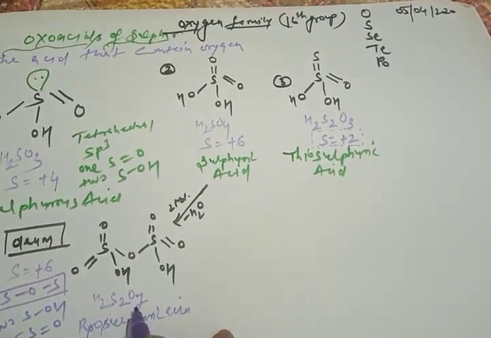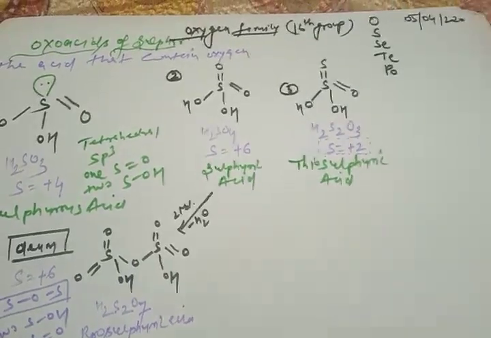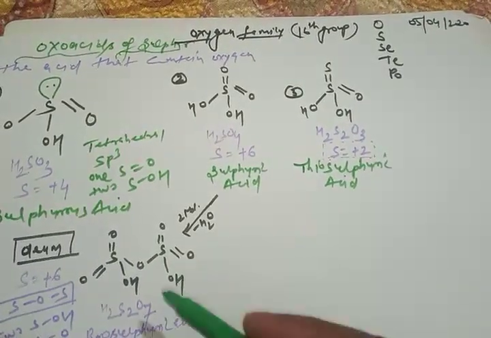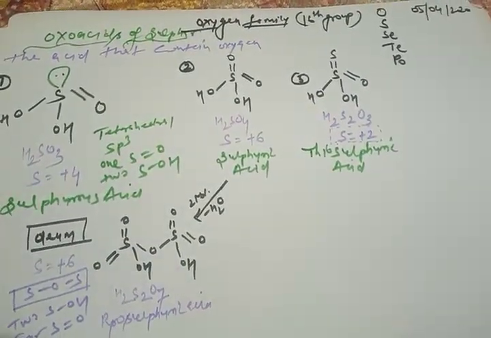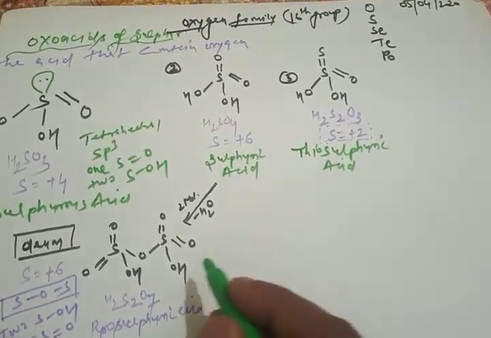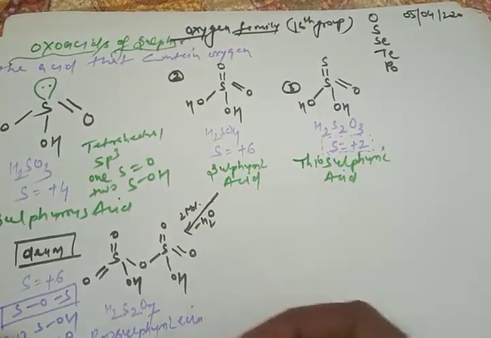So, H2S2O7. This is not actually the manufacturing process. I'm just making the structure convenient for you. These are not the manufacturing process, so you should remember that. So the two molecules with removal of one water will give you pyro.